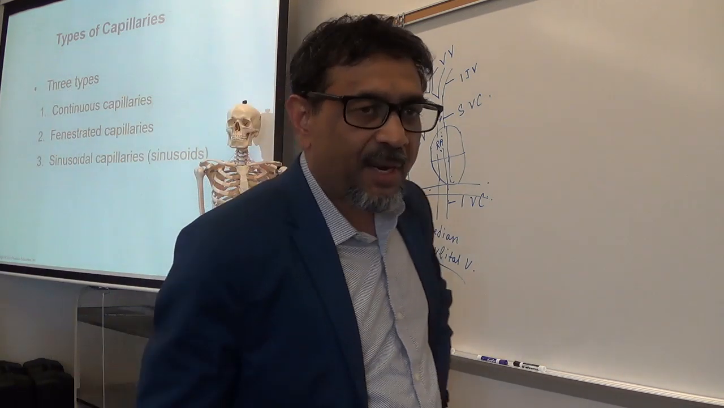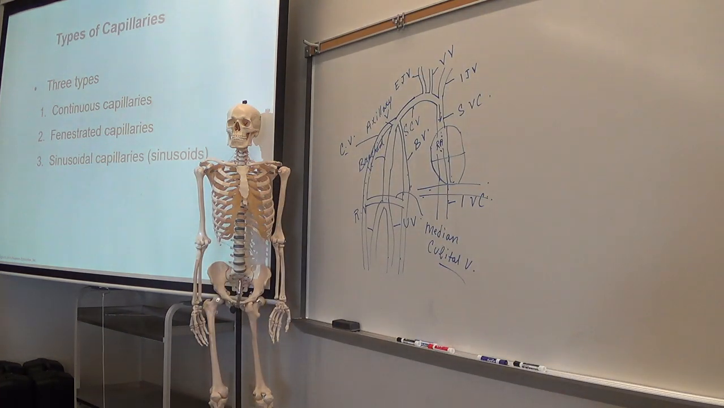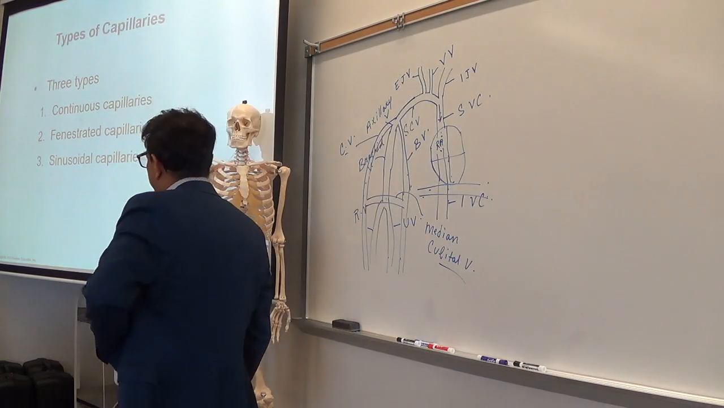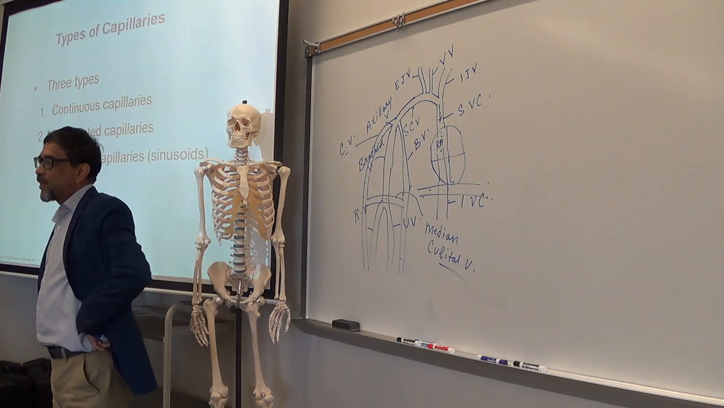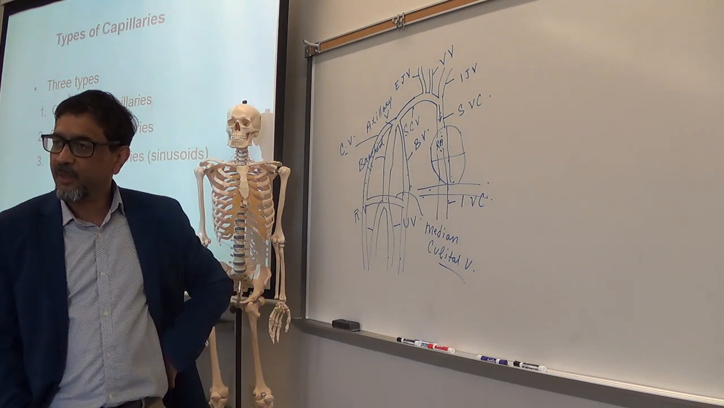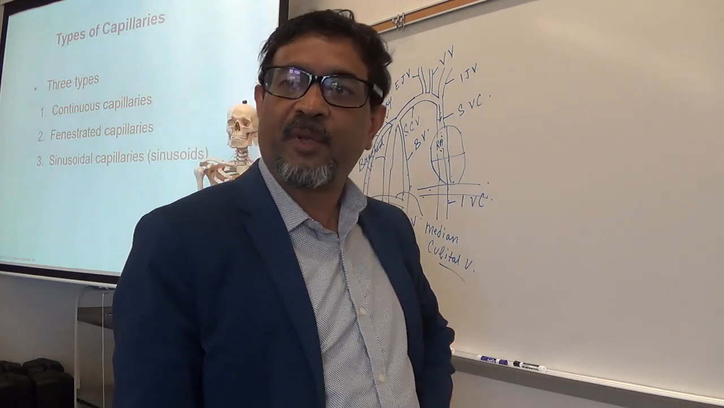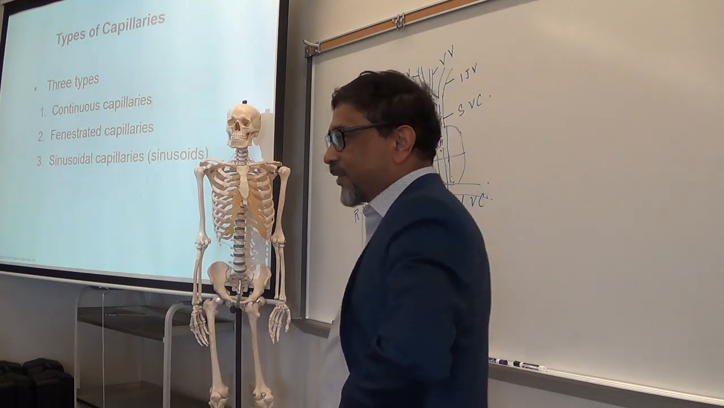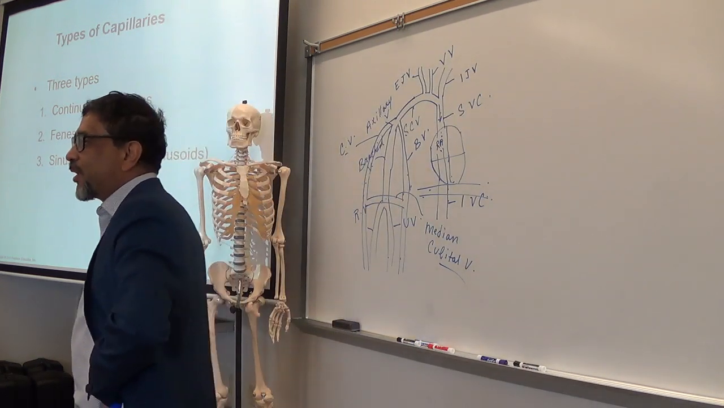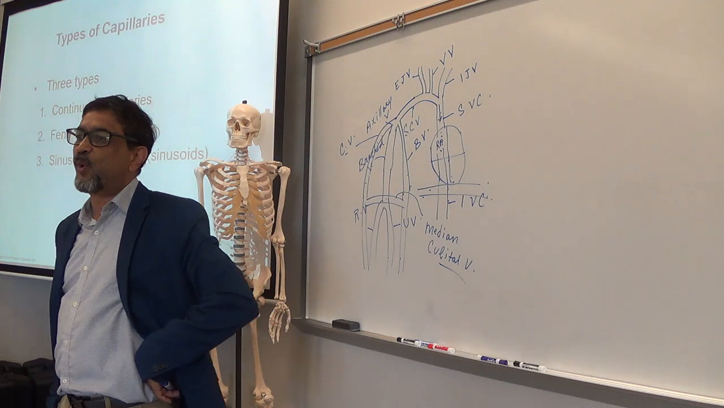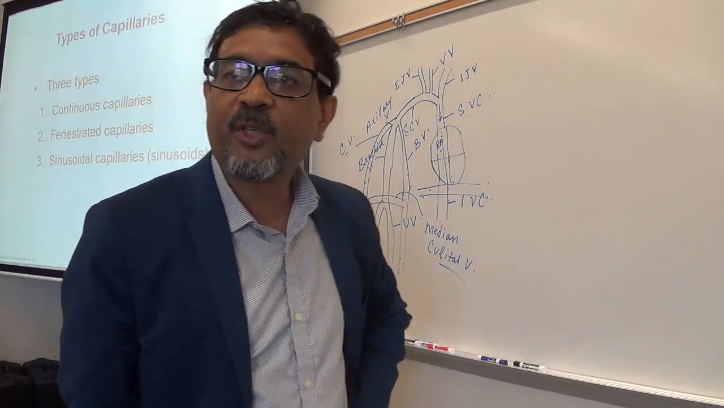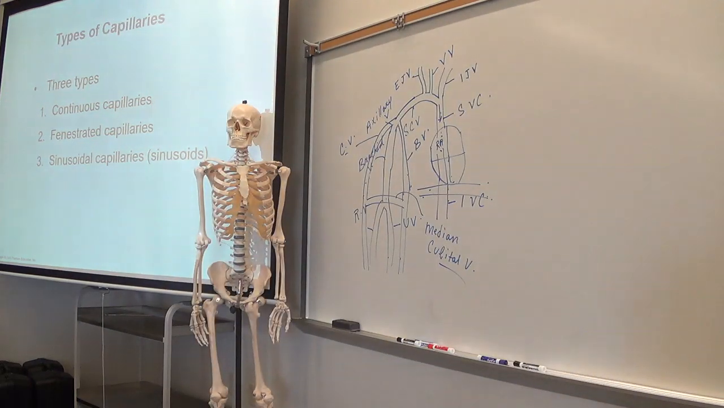Continuous capillaries are least permeable. That means the pores are smaller than other two. That's why least permeable. Fenestrated capillaries are more permeable than continuous capillaries, but less permeable than sinusoidal capillaries. Make sense? And sinusoidal capillaries have large pores and openings. That's why they are most permeable. Okay? Most permeable.